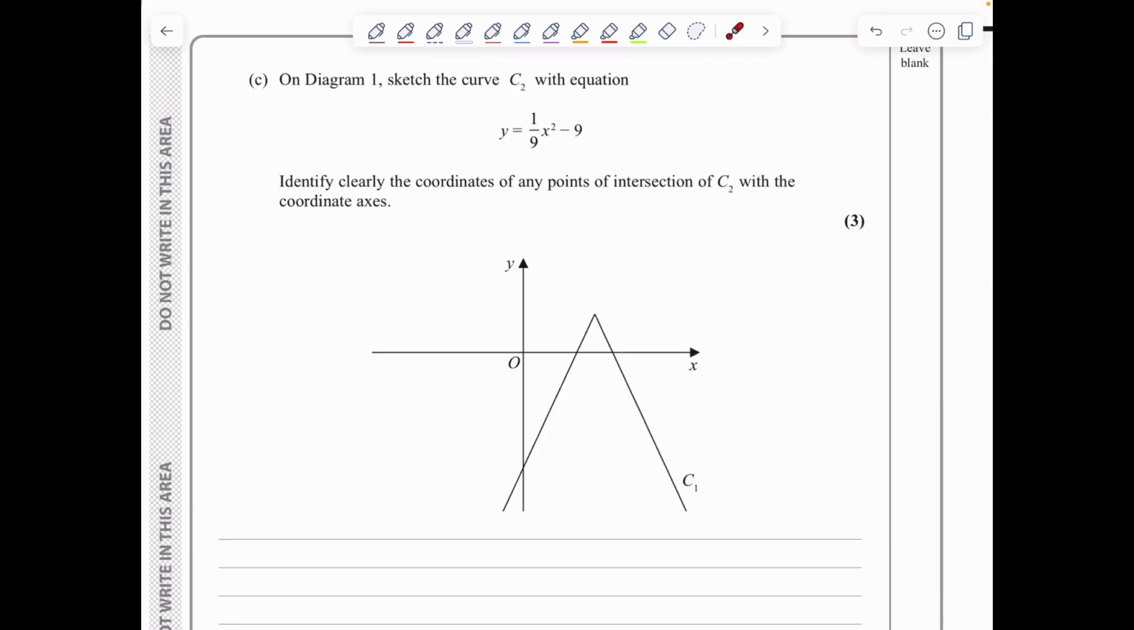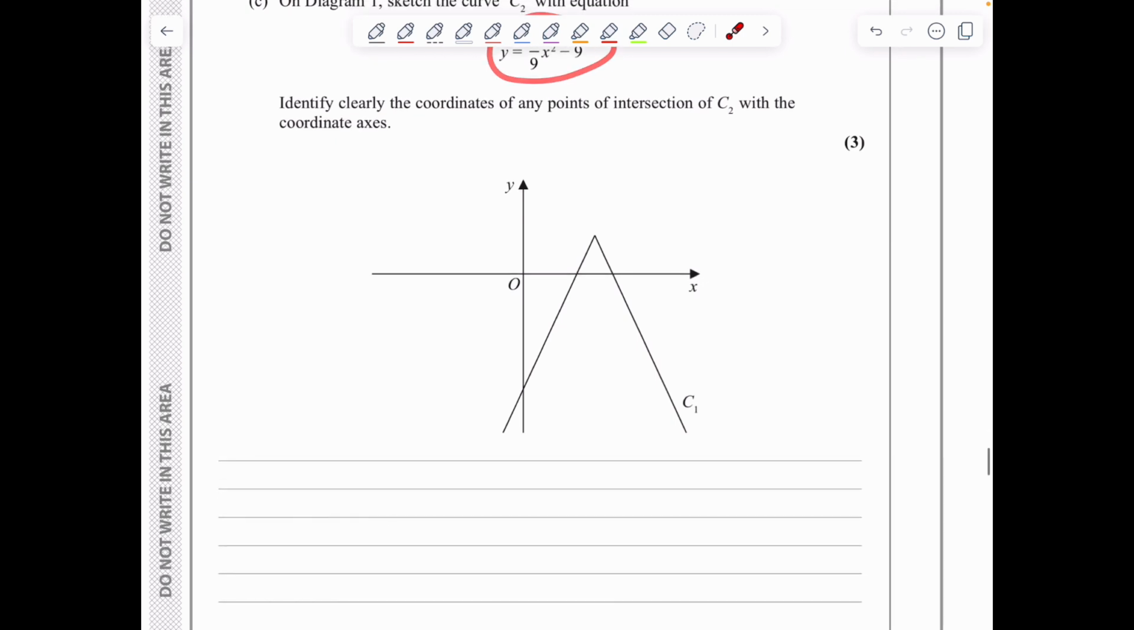In part C, we are asked to sketch the curve C2 with equation y is 1 over 9 x squared minus 9, and notice that we need to identify clearly the coordinates of any points of intersection with the coordinate axis. Well, obviously we're looking at a parabola. The shape is a smiley one because the coefficient of x squared is positive. So we're looking at y is 1 over 9 x squared minus 9.